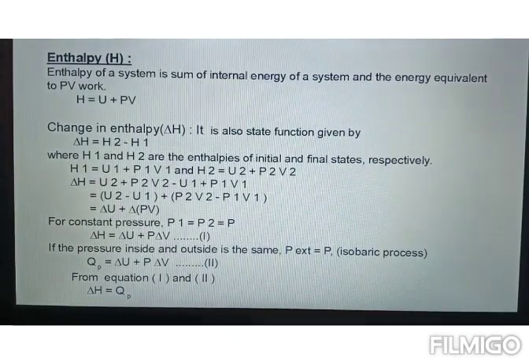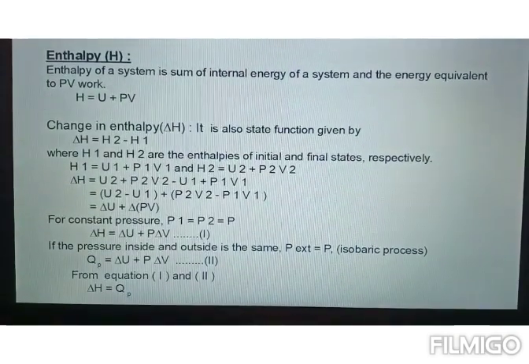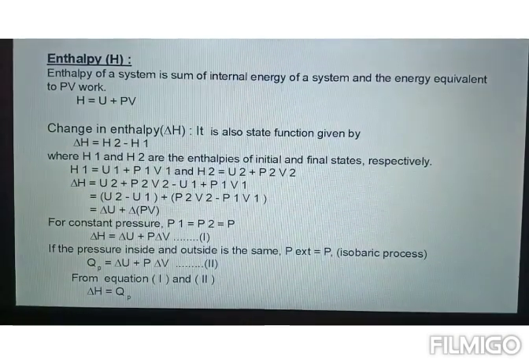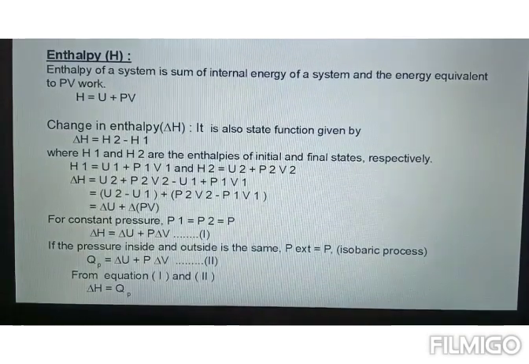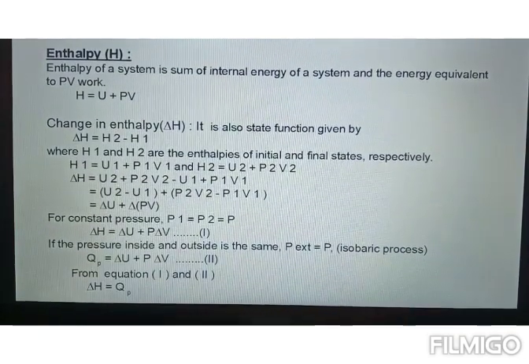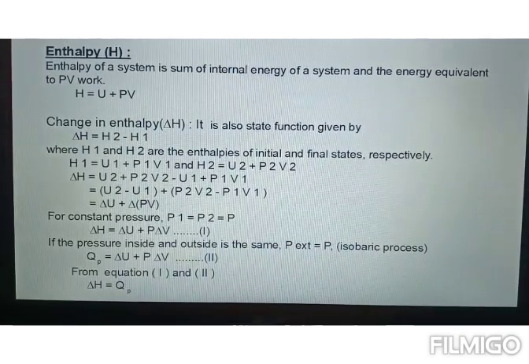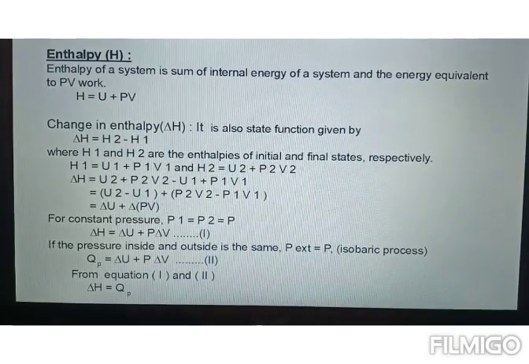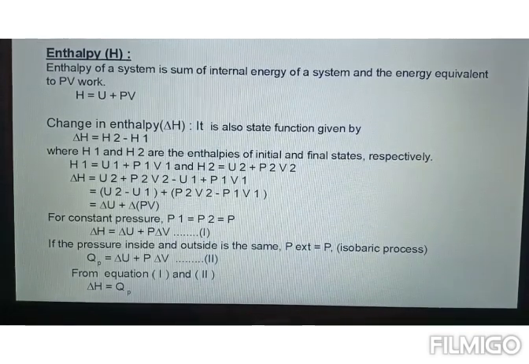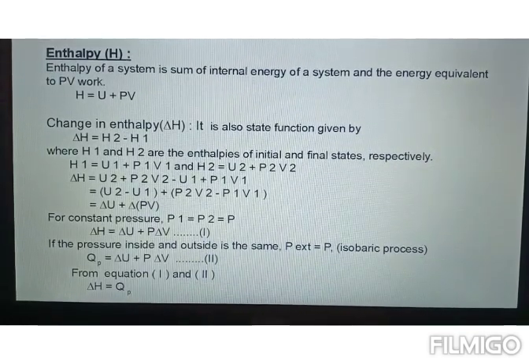Now here it is considered that pressure is constant. For constant pressure P1 is equal to P2 is equal to P, that is pressure of initial and final state remains same. So we can write P common. So it becomes now delta H is equal to delta U plus P delta V. If pressure inside and outside is same, that is P external is equal to P, that is an isobaric process.